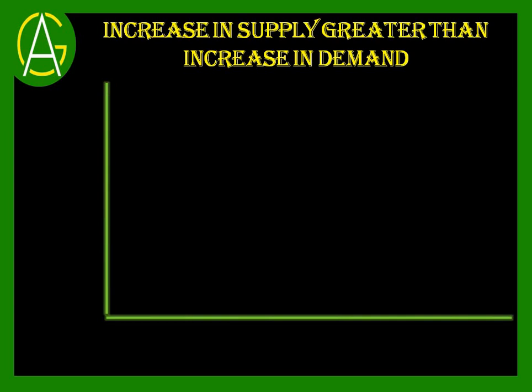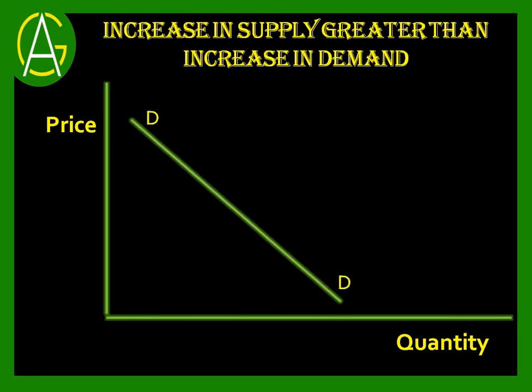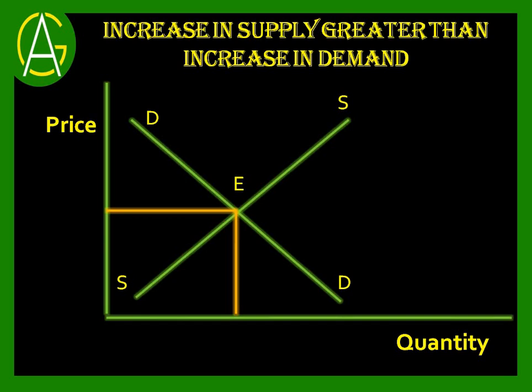Again, this is the x-axis, this is the y-axis. On the x-axis we present quantity, on the y-axis we present price, this is the DD demand curve, and this is the SS supply curve. At the point of intersection we find the equilibrium point. Below the equilibrium there is quantity, in front of equilibrium there is price. So OQ is the quantity and OP is the price.